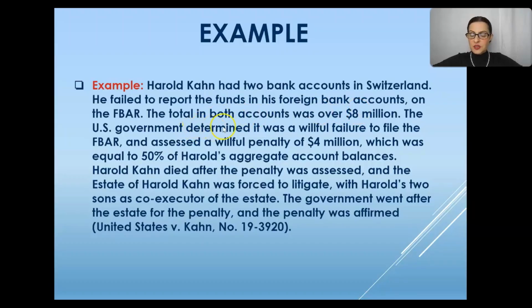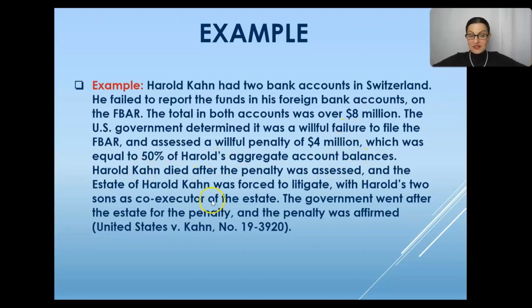The U.S. government determined that it was a willful failure to file the FBAR and assessed a willful penalty of $4 million, which was equal to 50% of Harold's aggregate account balances. They were basically trying to take half of everything that he had in those accounts. Harold Kahn died after the penalty was assessed. Shocker, right? He probably had a heart attack because, I mean, this is crazy. He has $8 million in the accounts and the IRS is going to take half. His death didn't stop the IRS.